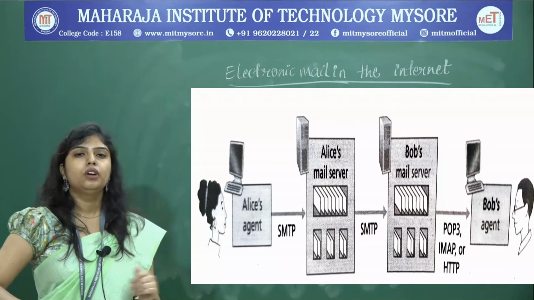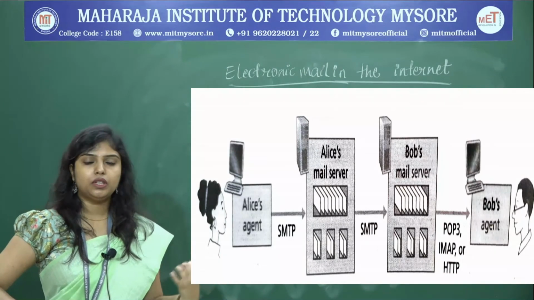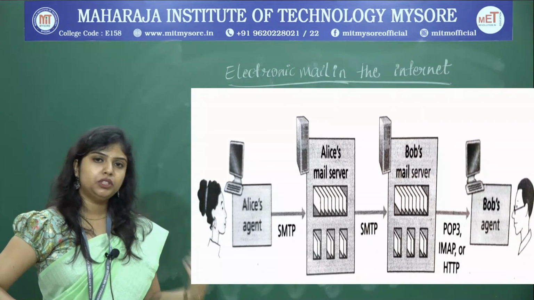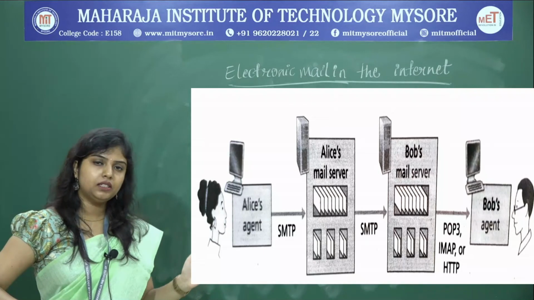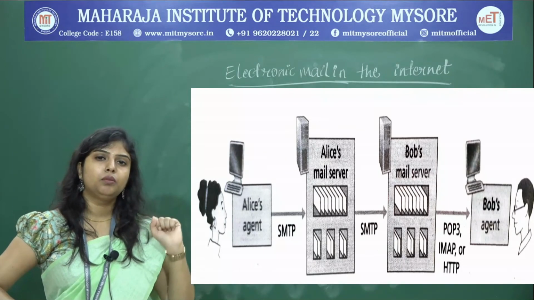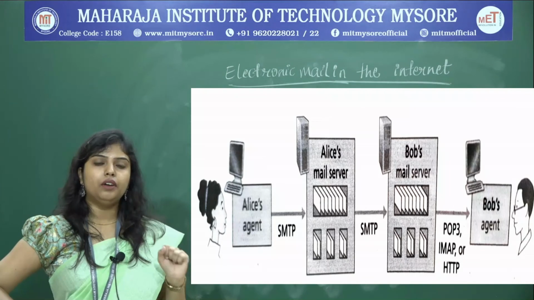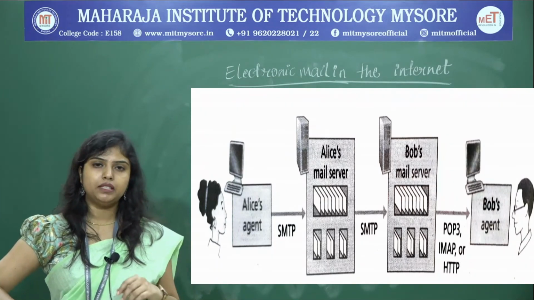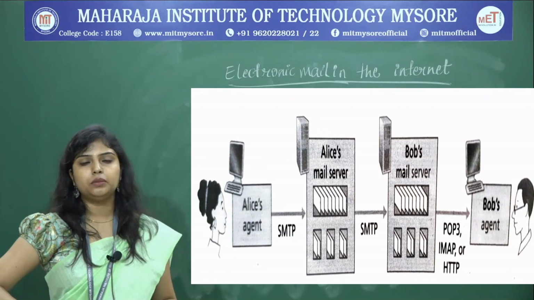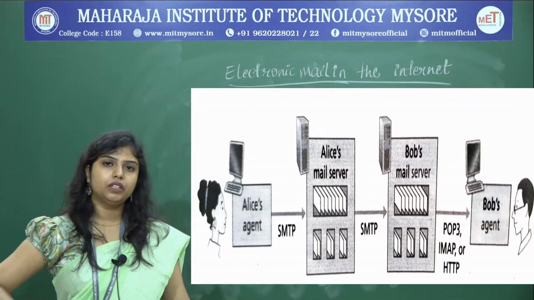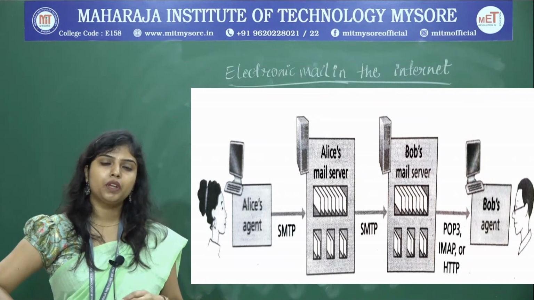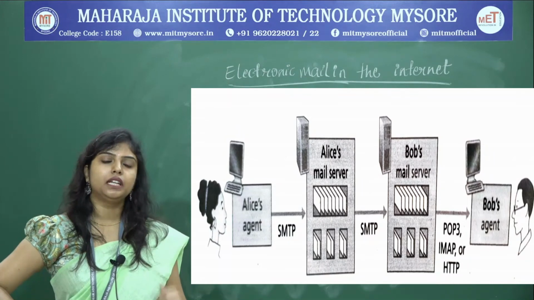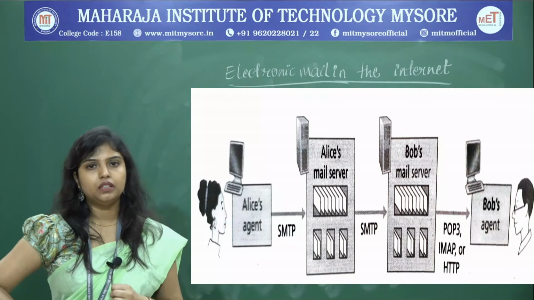That is why, from Alice's user agent, we again use the SMTP protocol only to push the message from Alice's user agent to Alice's mail server. After it has been received, it will try to connect to Bob's mail server. Let us say every 30 minutes it will try to establish the connection with Bob's mail server. Once the connection is established, Alice's mail server will send the email to Bob's mail server.